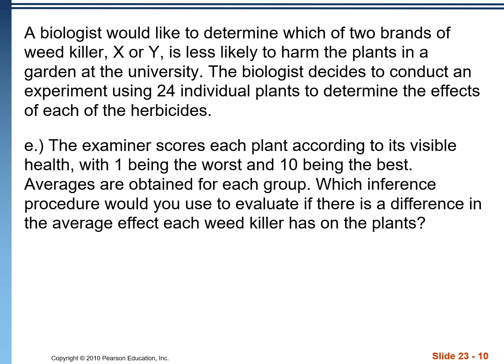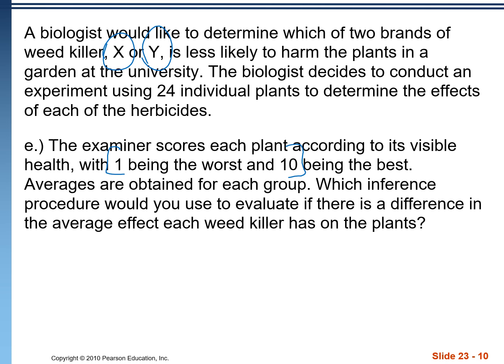Which inference procedure should we use to evaluate, is there a difference in the average effect each weed killer has on the plants? So we know there's two samples because we have a sample for weed killer X and a second one for weed killer Y. Here it's telling us that we have quantitative ratings. Okay, so scoring from 1 to 10 is a number. We can get an average from that and the standard deviation.